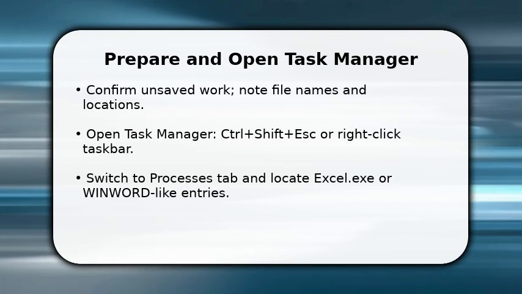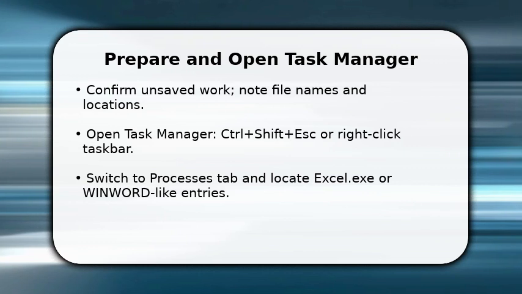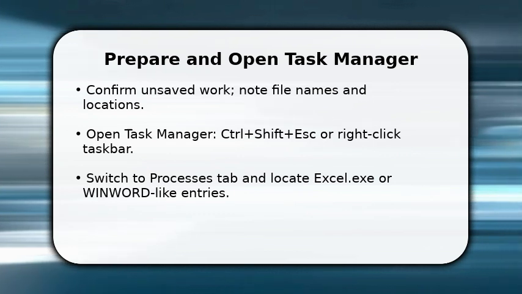Enjoy the video. You must act quickly. If Excel is unresponsive, first note any unsaved file names so you can recover them later. Once done, open Task Manager with Ctrl+Shift+Esc or right-click the taskbar. Make sure to land on the Processes tab. You're looking for excel.exe or any Office-related host process. Highlight it to confirm CPU/memory activity.